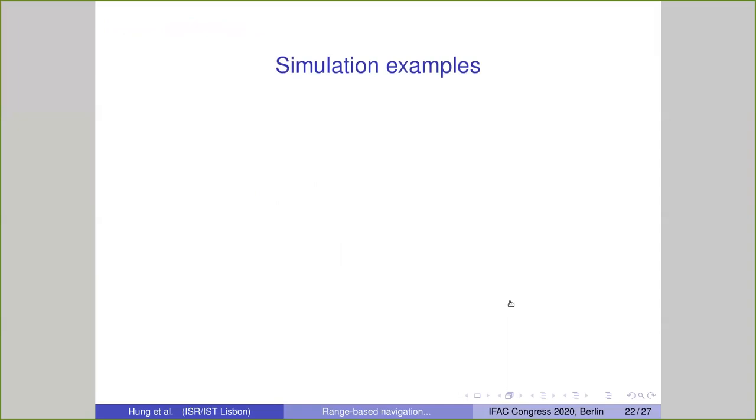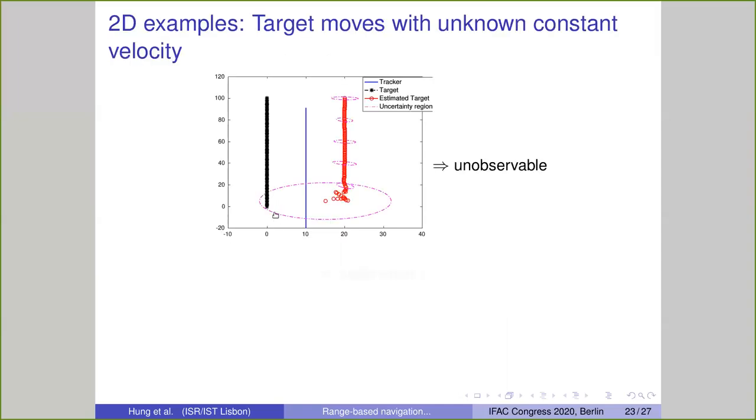Now we show some simulations. For the case where the target moves with a non-constant velocity vector, this means that the target moves in a straight line. We see that if the tracker also moves in a straight line, the EKF in this case doesn't converge to the true trajectory of the target, but actually converges to the image of the target. So for this case, we conclude that the target is not observable.